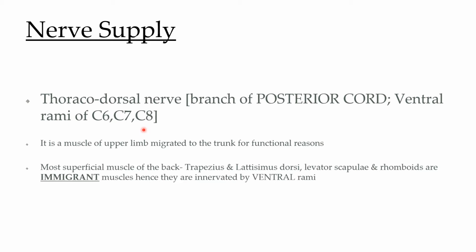The reason for this is that initially, latissimus dorsi was included in the muscles of the upper limb, and gradually with the phylogenetic development, the muscle migrated to the dorsal side of the body wall. In doing this, it pulled the nerve supply along with it, and hence it is included in the list of immigrant muscles. The other muscles in this list are trapezius, levator scapulae, and rhomboids. All these four muscles are called immigrant muscles and they are located on the dorsal side of the body wall, but exceptionally they get their nerve supply from the ventral ramus of the spinal nerve.